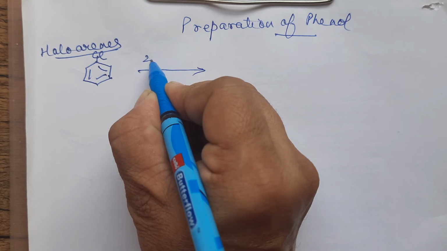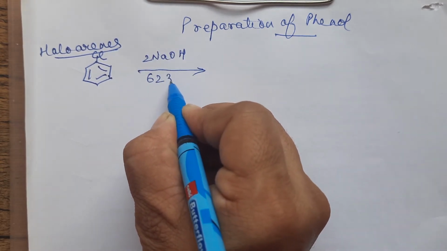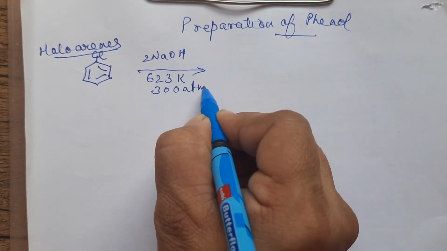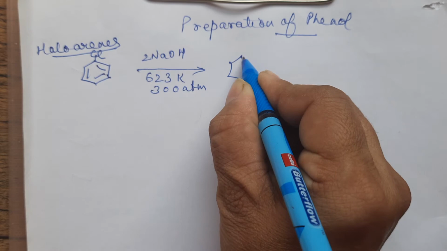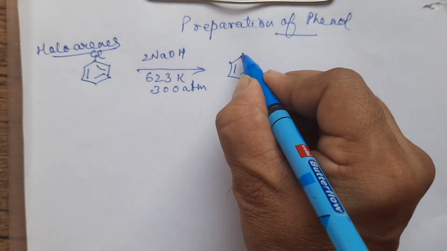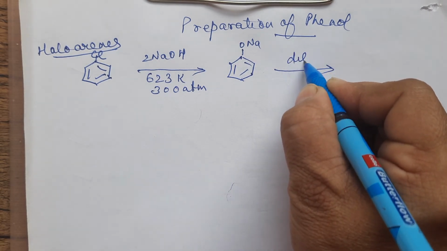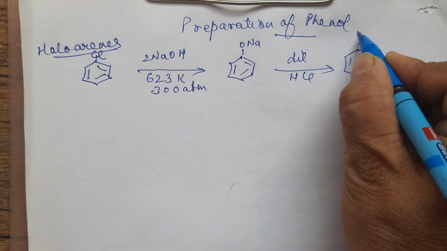Chlorobenzene first is treated with NaOH at 623 K and 300 atm. This we have already done in the previous chapter, that haloarene will not undergo nucleophilic substitution reactions easily because of the partial double bond character between the two atoms, because of resonance. So the first step, children, what you will get is sodium phenoxide, C6H5ONa, and then further in the presence of dilute HCl, what you will get is phenol.